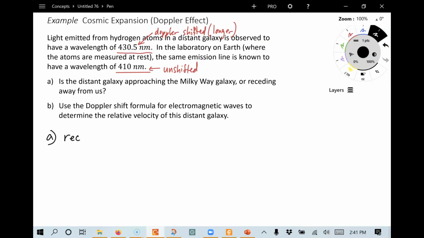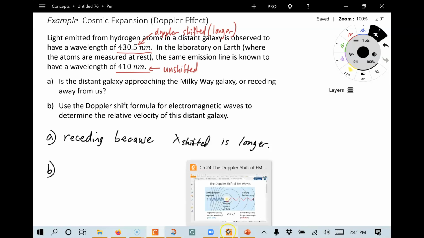It's receding because the shifted wavelength is longer. And in part B, it asks us, use the Doppler shift formula for electromagnetic waves to determine the relative velocity of this distant galaxy. Well, let's look at the formula for that.